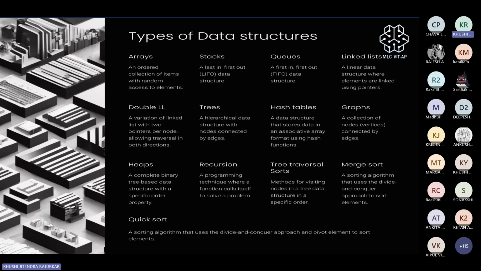Then we have our sorting algorithms. We'll be studying bubble sort, insertion sort, selection sort, merge sort, and quick sort. Merge sort and quick sort are sorting algorithms that use the divide and conquer strategy to keep on dividing the list, then sorting it, and then joining all of the elements of the list to get a sorted list.